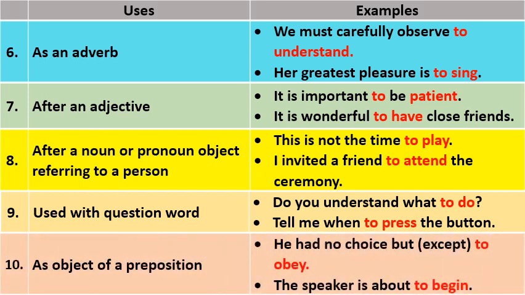Number 10, it is used as the object of a preposition. Preposition means which indicates the place of an object, and object means who receives the action. For example, he had no choice but to obey. The speaker is about to begin. So here but and about are prepositions, and the to infinitive is used as the object of a preposition. So these were the uses of to infinitive.